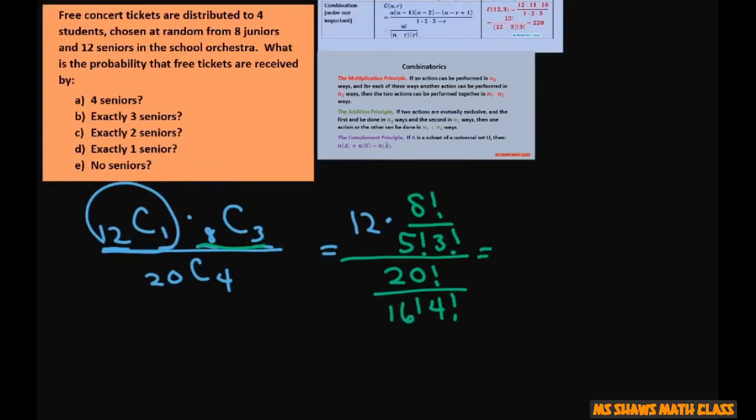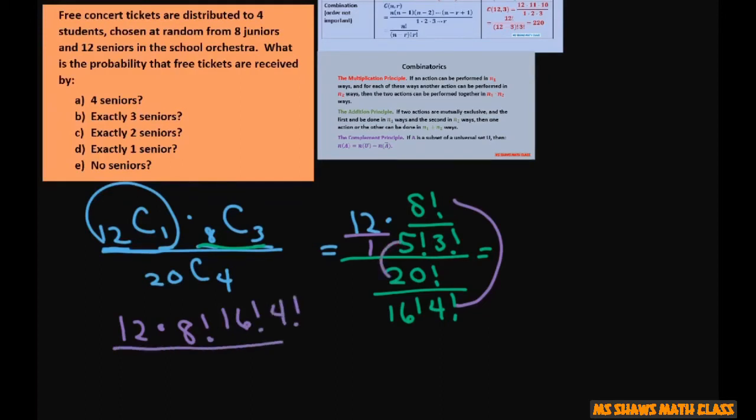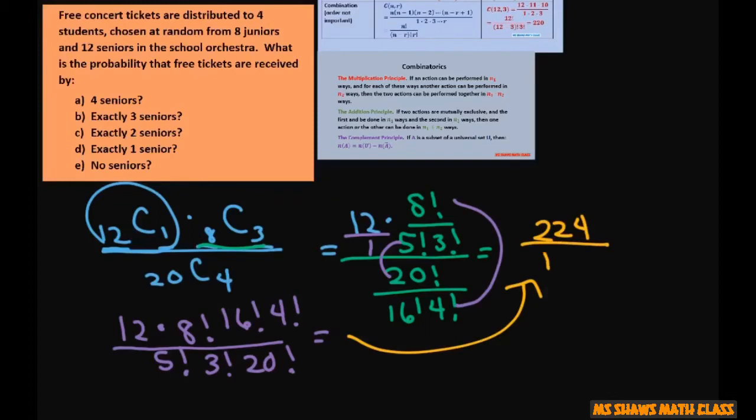Now, combining all this, you're going to get 12 times, because it's 12 over 1, 8 factorial. You multiply these two. 16 factorial times 4 factorial divided by these two. 5 factorial, 3 factorial times 20 factorial. Now this equals 224 divided by 1,615. This is approximately 0.139.